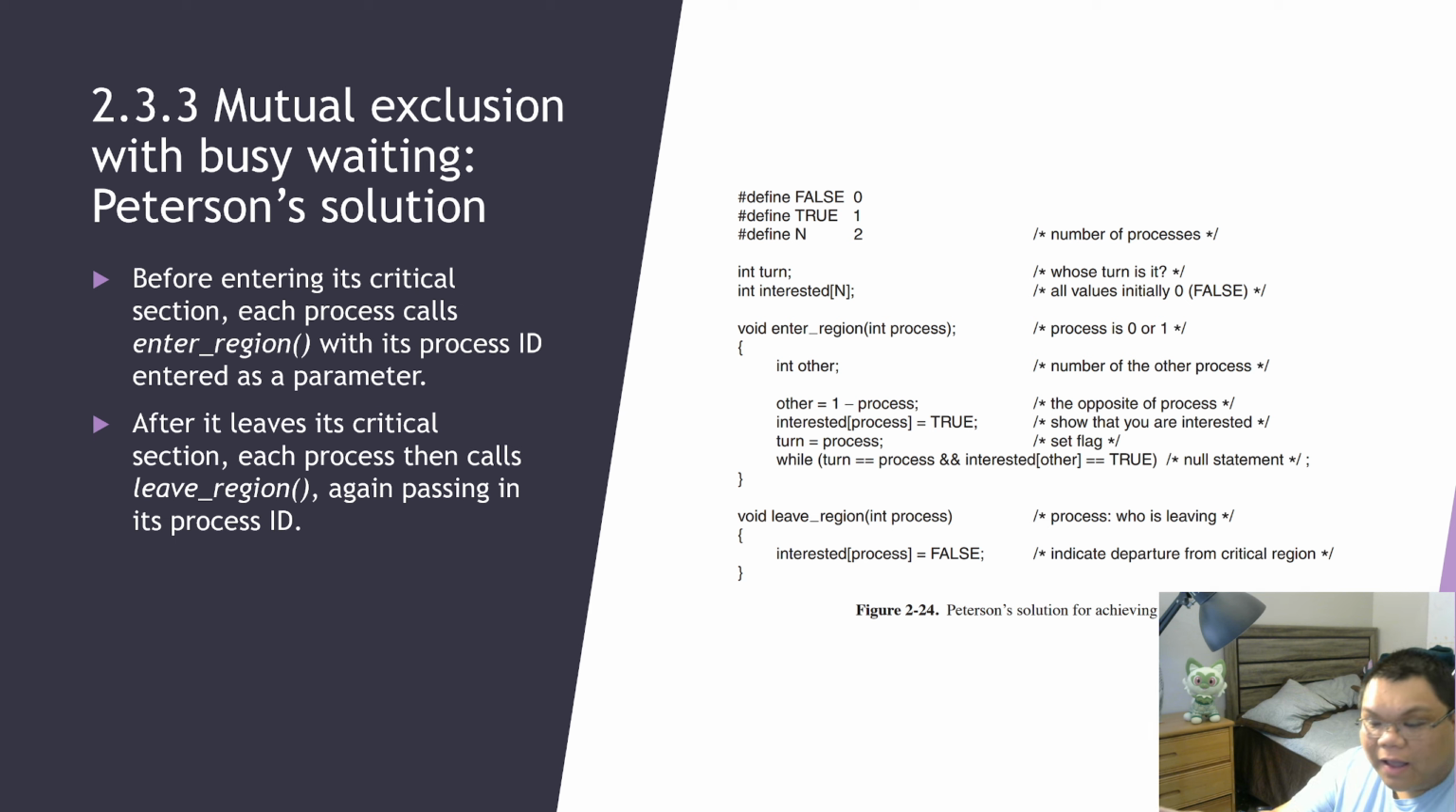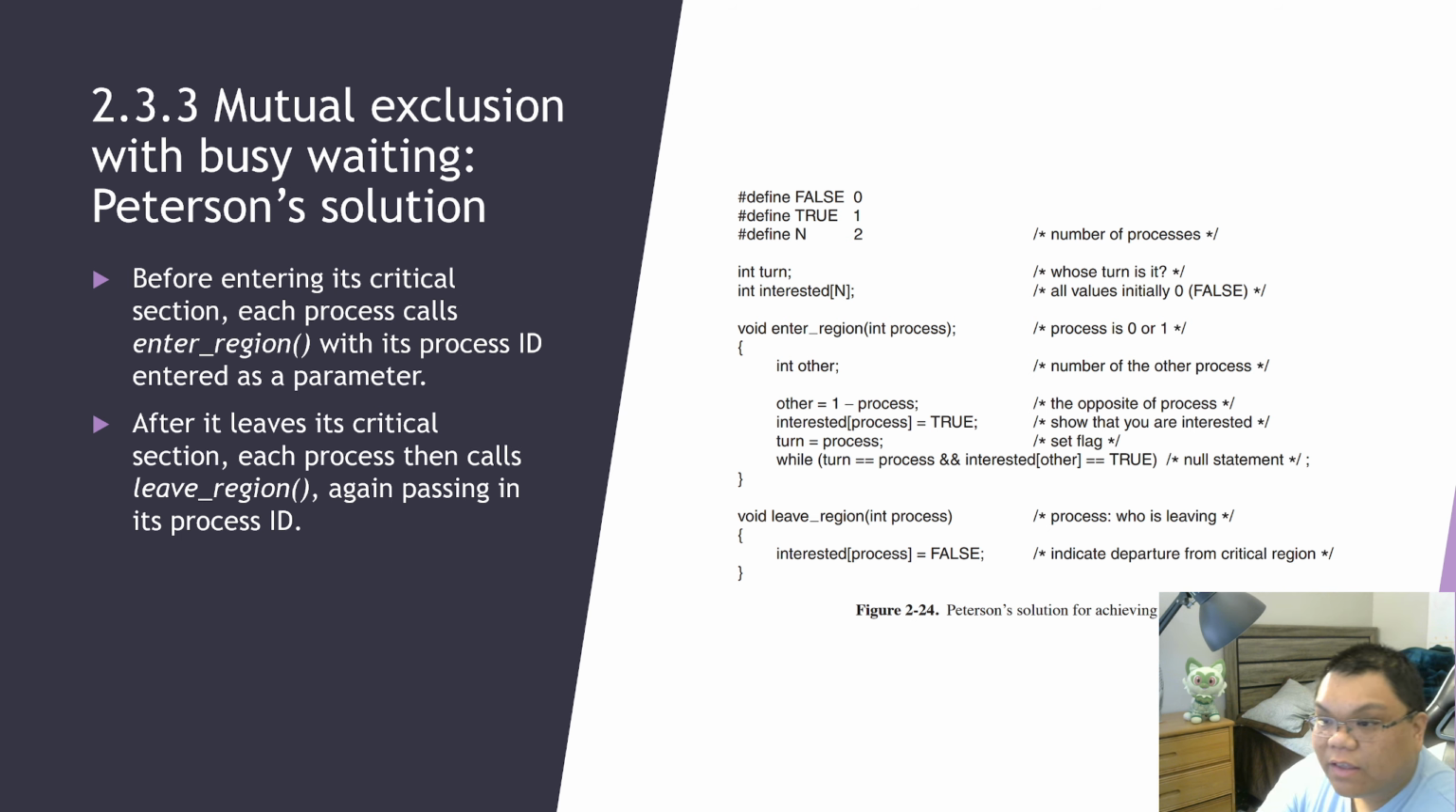We define two functions for entering the critical section and then leaving the critical section. When those functions are called, the calling process passes in its process ID. This solution for achieving mutual exclusion is scalable to any number of processes, but we're going to show it with two here because that's a simple example. We have a variable called turn that says whose turn it is. And we have an array called interested. This is an array that's initially set to all zeros, indicating that no one's interested in entering their critical sections.